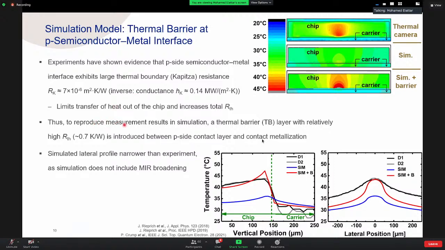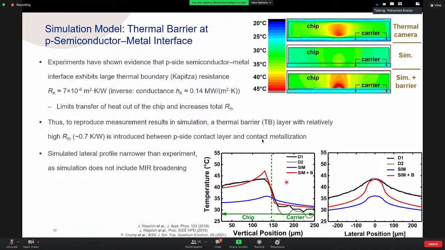If we want to reproduce measurement results in simulation, we found that we have to change the simulation by including a thermal barrier layer at this boundary between the semiconductor and the metal with a relatively high thermal resistance to be able to reproduce the measurement results in simulation.